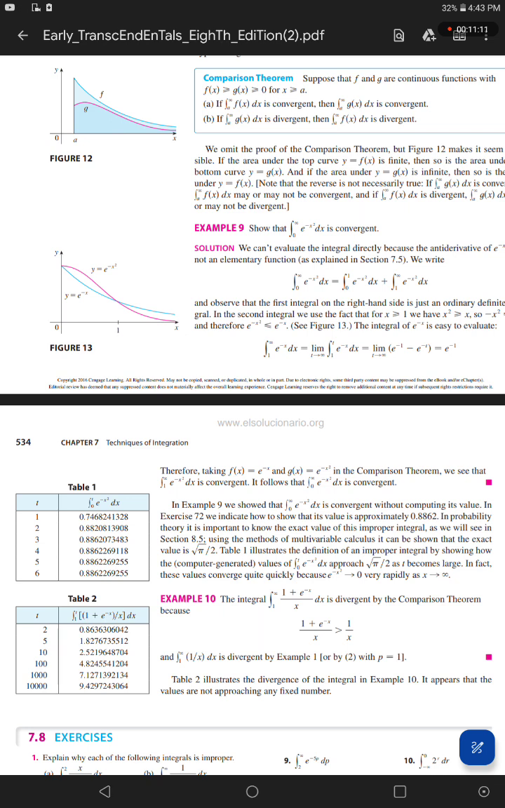Table 1 illustrates the definition of an improper integral by showing how the computer-generated values of the integral from 0 to t of e to the power negative x squared dx approach the square root of pi over 2 as t becomes large. In fact, these values converge quite quickly because e to the power negative x squared approaches 0 very rapidly as x approaches infinity. See table 1. There are two columns, one of t from 1 to 6, and the other column is the integral from 0 to t of e to the power negative x squared dx.